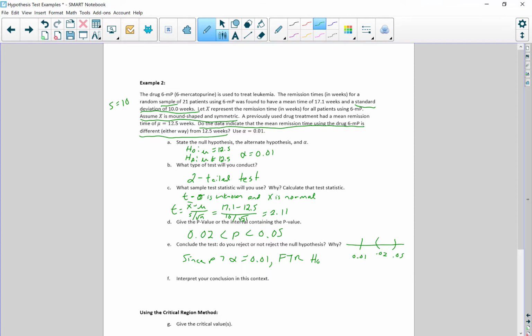And then taking it back to words now, interpreting in context. So there is not enough evidence at the 1% significance level to say the mean remission time is different than 12.5 weeks.